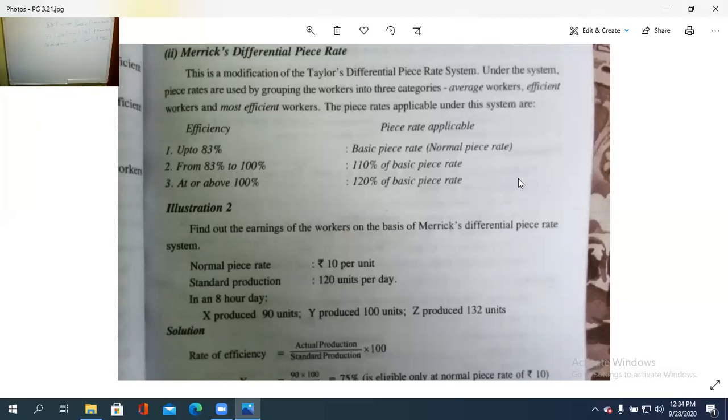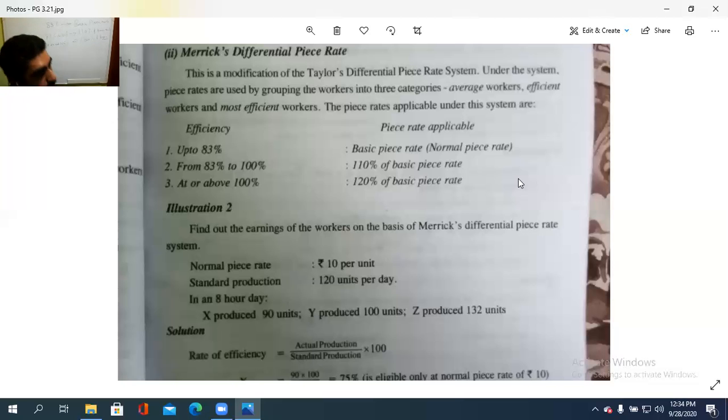So we need to check there are average workers, efficient workers, and most efficient workers. So up to 83%, that is the average workers' basic rate or basic piece rate or normal piece rate. സാധാരണ കിട്ടുന്നത് തന്നെ. Now from 83 to 100, 110% of the basic piece rate. 83 മുതൽ 100 വരെ വരുന്ന ആ ഒരു സെക്ഷനിലുള്ളവർക്ക് 110% ബേസിക് റേറ്റിന്റെ. Then at or above 100%, then 120% of the basic rate.